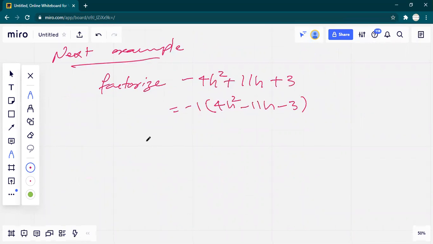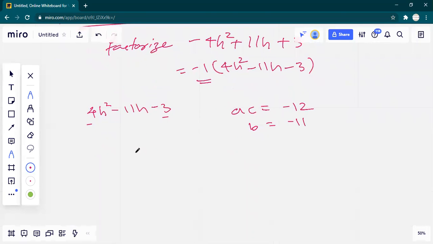Okay, now here a is equal to 4, b is equal to -11, and c is equal to -3. And we will adjust the -1 later, okay? So let's factorize 4h squared minus 11h minus 3. Here the AC is equal to 4 times -3, that's equal to -12, and the b is -11. So that means r times s is equal to -12, and r plus s is equal to -11.